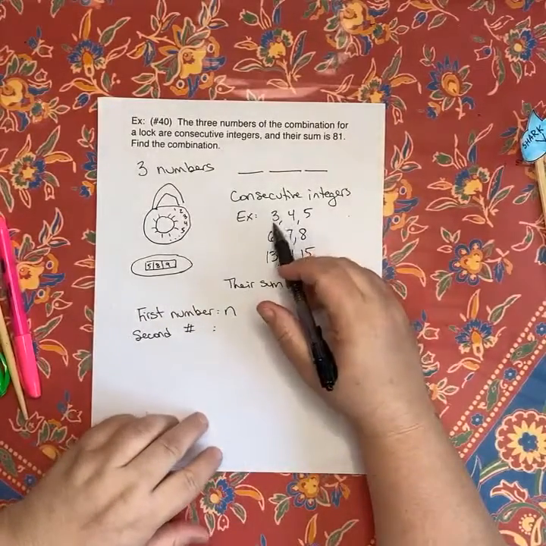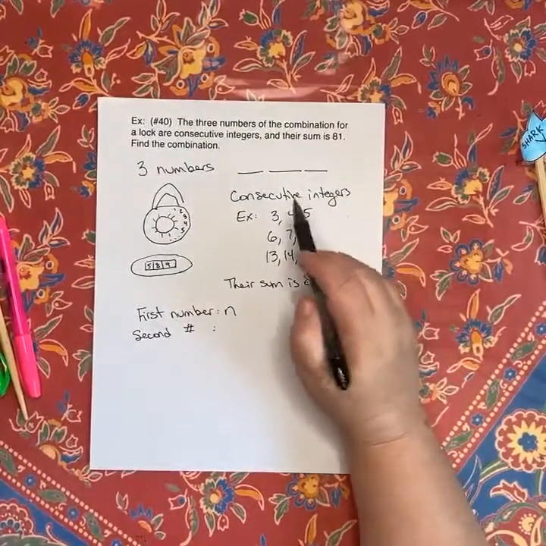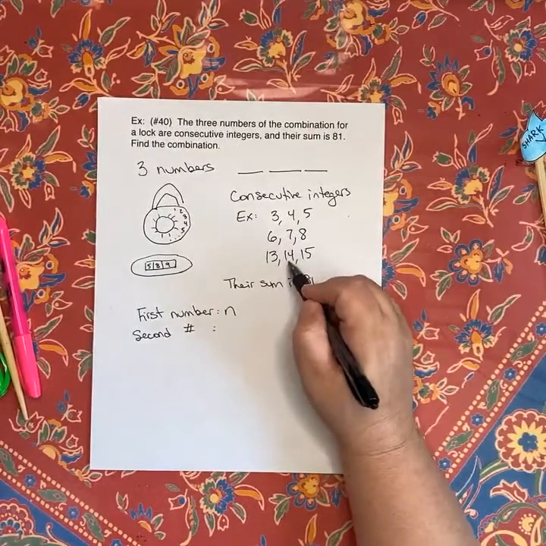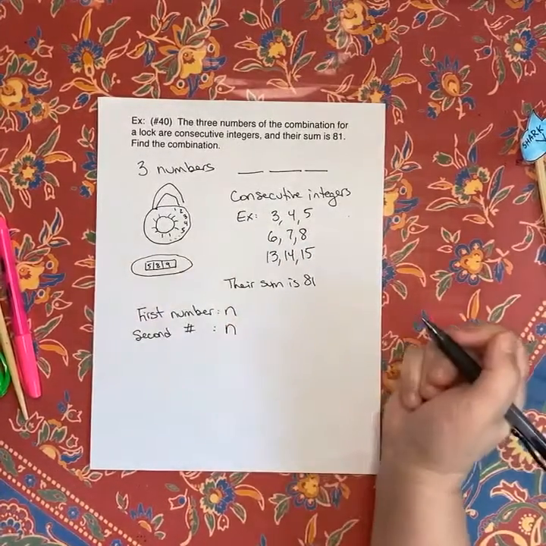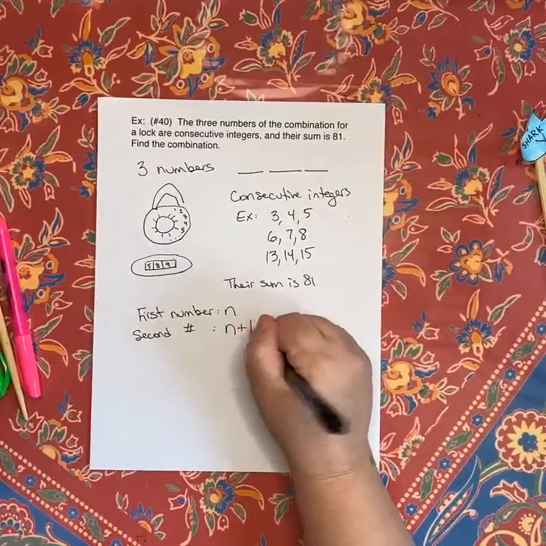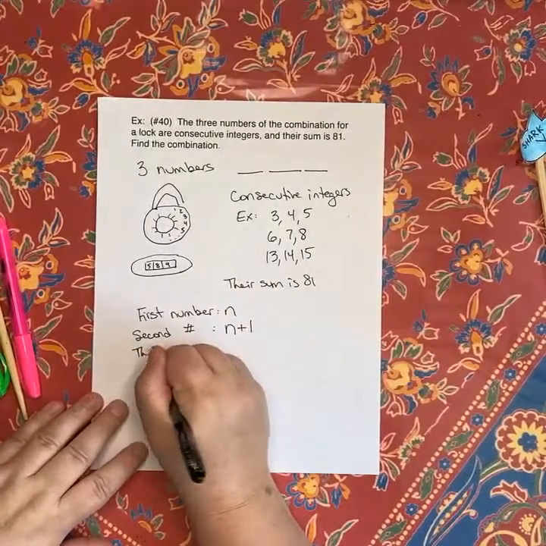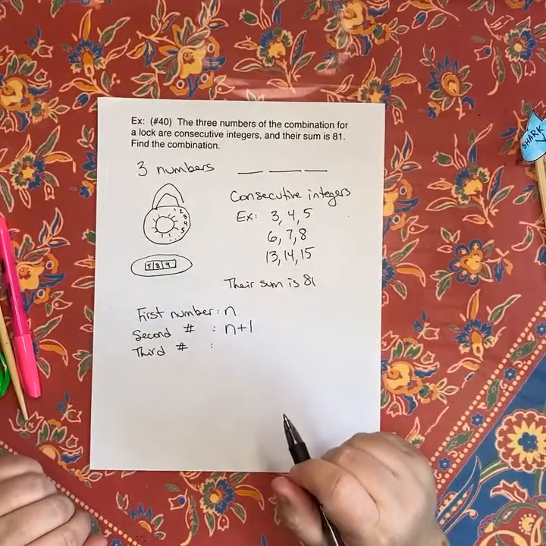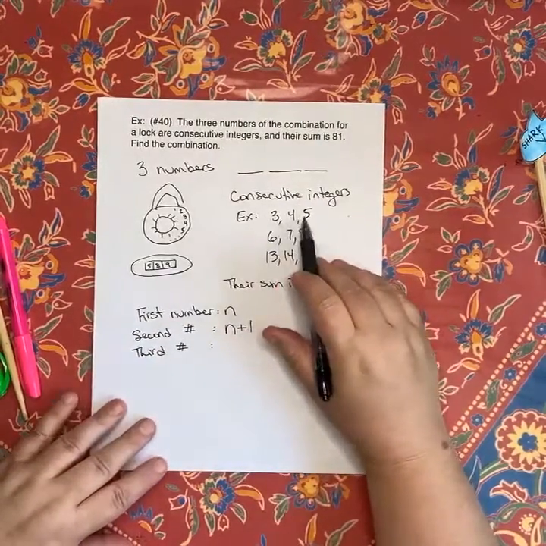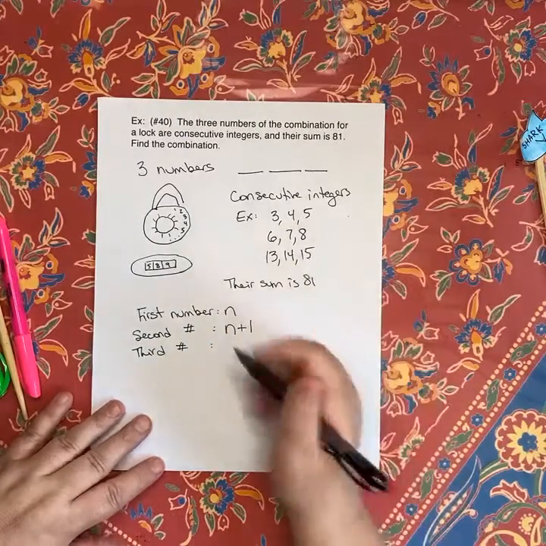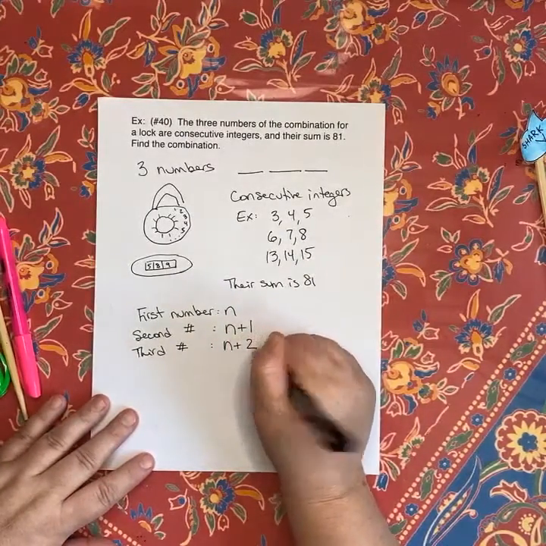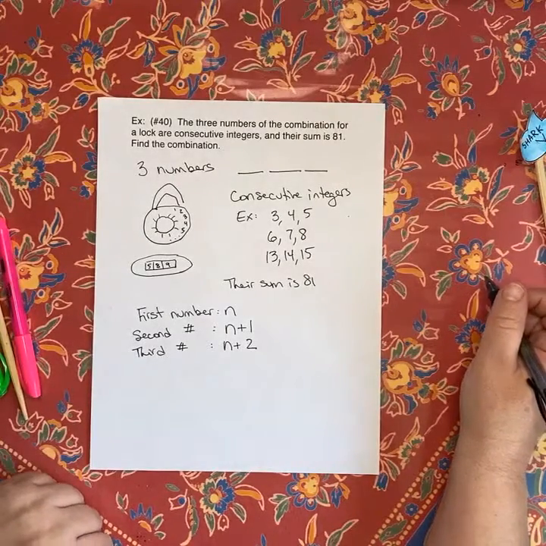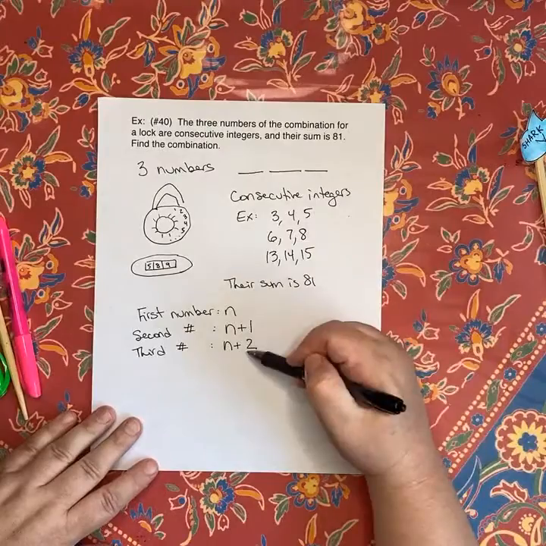What does it mean to be consecutive integers? How are they related? From 3 to 4, from 6 to 7, from 13 to 14. What am I doing? I'm adding 1. You got it. And so for the third number, I'm going to add another 1 to get to the third one. So it's n plus 2. Okay. So now can I take the sum?